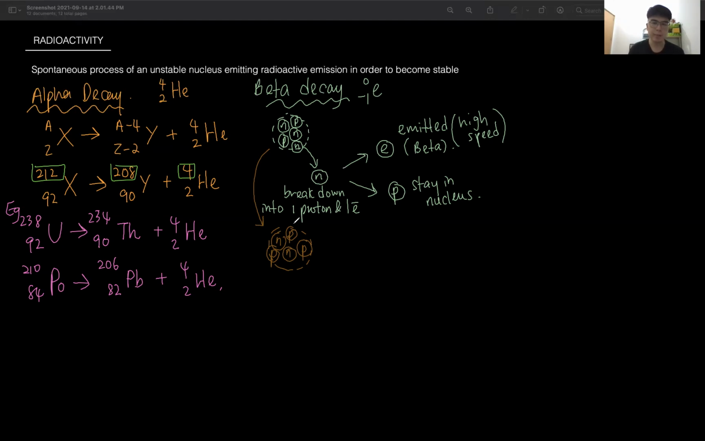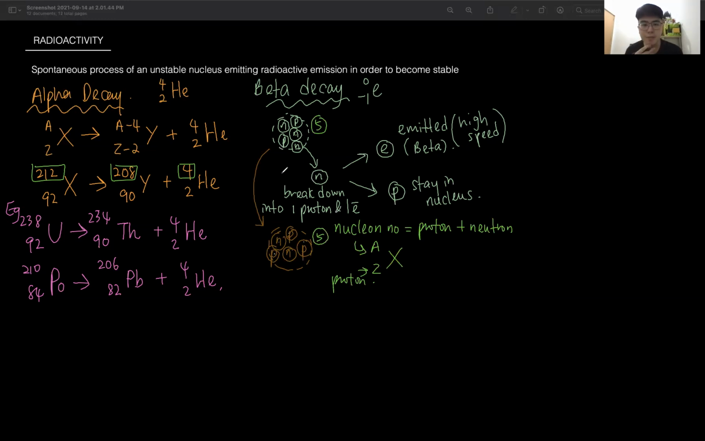Now let me ask you a question here. What happened to the nucleon number? What is nucleon again? Nucleon is the proton plus the neutron, right? It is the number shown up here, the A. The Z is the proton, right? What happened to the nucleon number when this occurs? Initially, how many nucleons? 1, 2, 3, 4, 5. After that, how many nucleons? 1, 2, 3, 4, 5. Same.